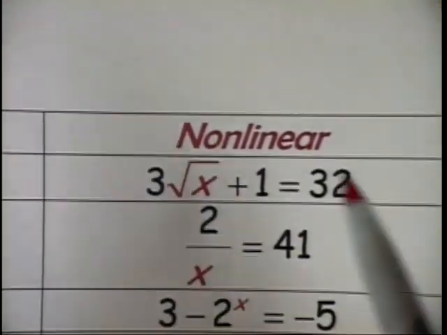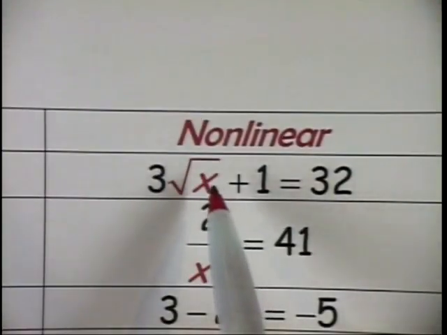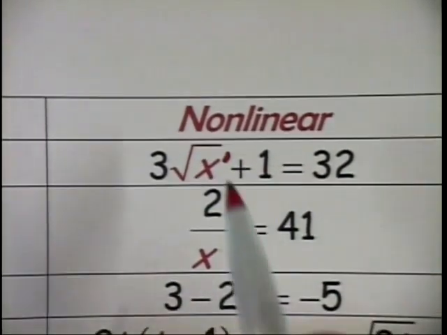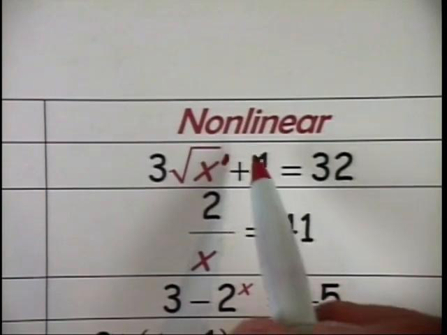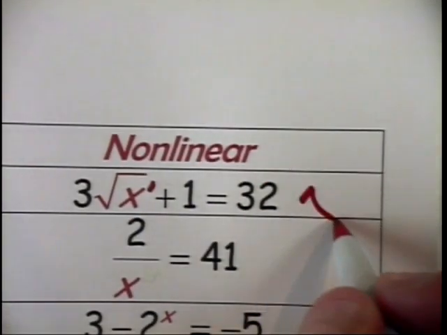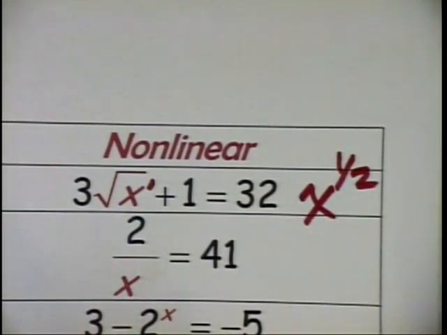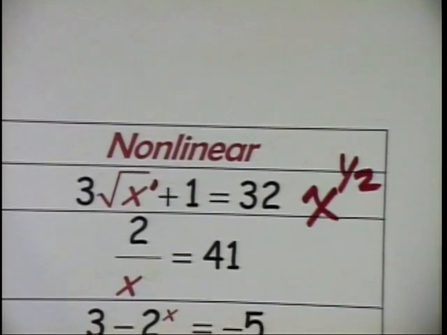Nonlinears. In this one right here, we've got to be careful, because if we look at the x, it appears that it's an implied 1. But notice where the x lives. The x lives under the radical, which, as you'll see later on in the year, is equivalent to x to the 1/2. Well, 1/2 is not equal to 1. So this would be a nonlinear. This is actually a radical equation. We'll talk about those later.